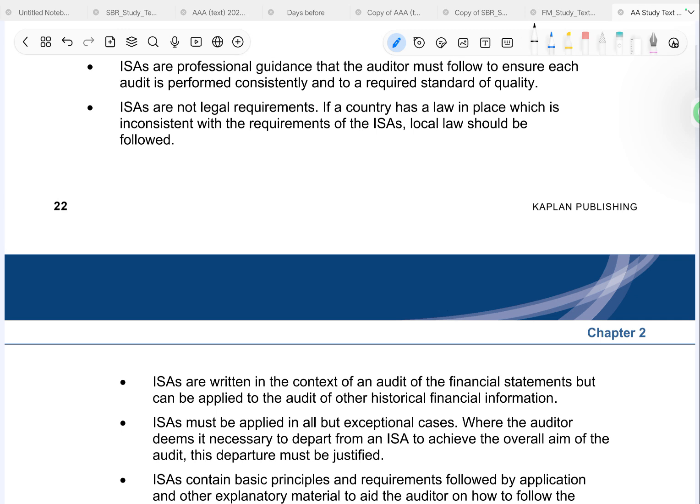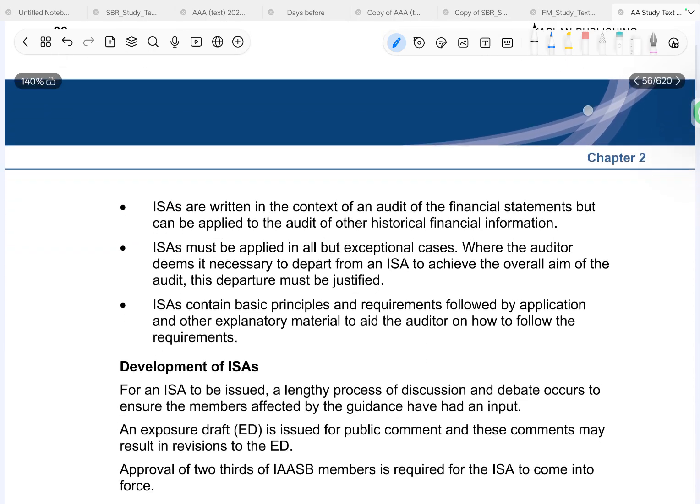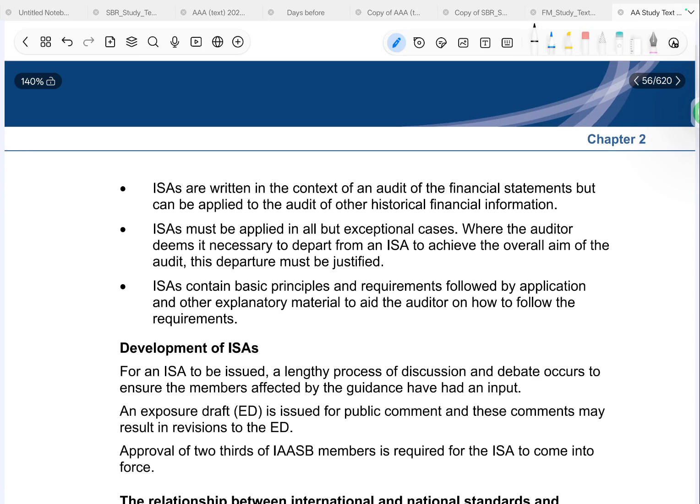Alright, let's continue with our discussion on International Standards on Auditing, or ISAs. Now, here's an important point to remember. ISAs are mainly written in the context of auditing of financial statements, but that doesn't mean they are limited only to that. In many situations, the same principles can also be applied when auditors are reviewing or auditing other types of historical financial information. So the standards are flexible enough to be used in different assurance engagements, not just a standard financial statement audit. Another key rule is that auditors are expected to apply ISAs in almost all situations.